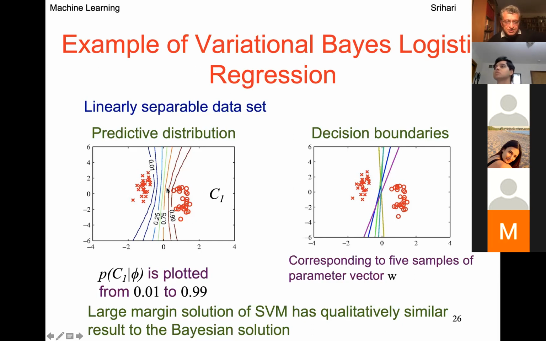The distributions are not the boundaries themselves. And this is the linear decision boundary drawn by the logistic regression, which is a sigmoid cut function on the linear boundary, W transpose X, right? That's what it is. So what are the values of W? The large margin solution of SVM has a qualitatively similar result to the Bayesian solution.